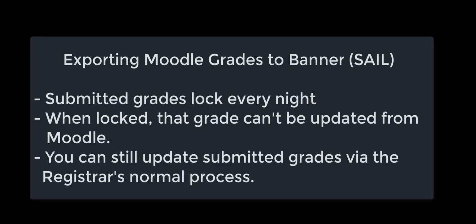After grades have rolled to Banner, grade changes cannot be updated from Moodle's grade export. The export screen will return any attempted updates with an error after processing, and the grade status will report it as locked. To edit that exported grade, you will need to follow the registrar's process to update a final grade in SAIL.